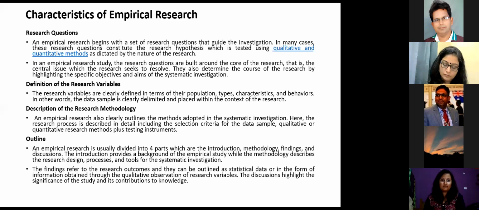In an empirical research study, the research questions are built around the core of the research, that is, the central issue which the research seeks to resolve. They also determine the course of the research by highlighting the specific objectives and aim of the systematic investigation.